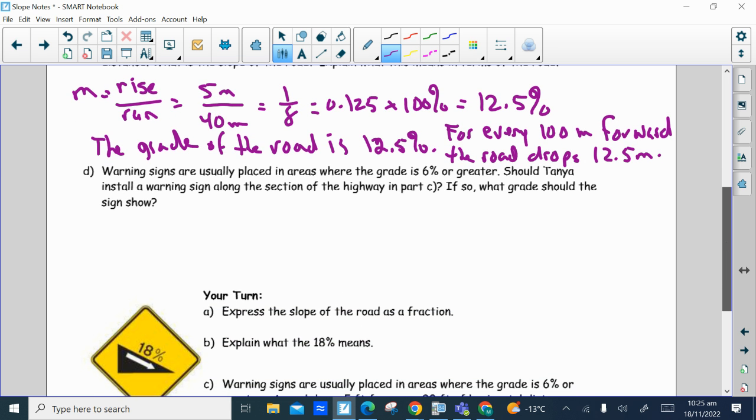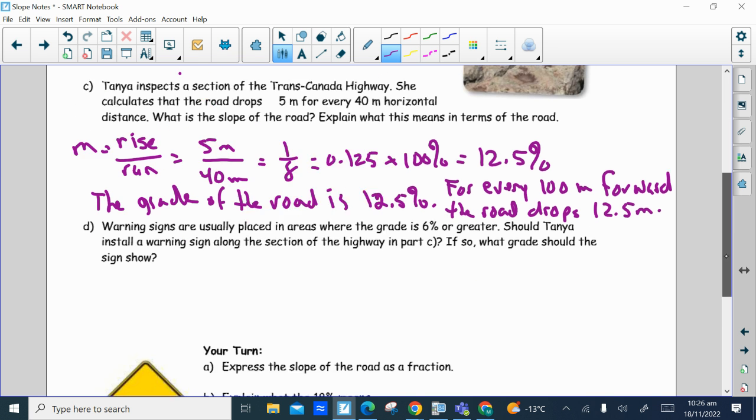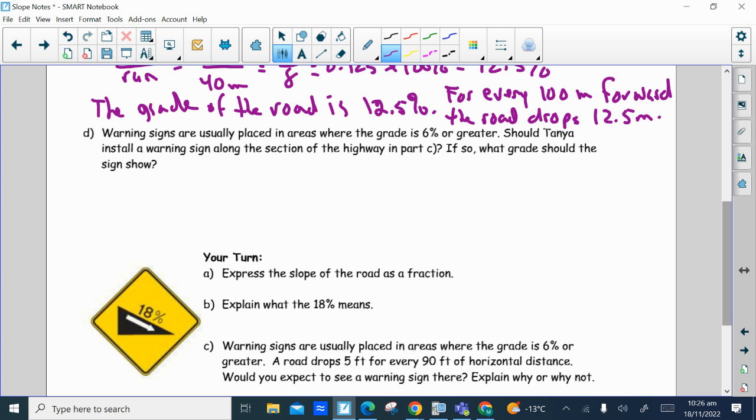Warning signs are usually placed in areas where the grade is 6% or greater. So should Tanya install a warning sign along the section of the highway from that last part? And the answer is yes, because we found the grade to be 12.5%. That's much higher than 6%. So we've already kind of answered the last part. If so, what grade should the sign show? Well, we've already figured out that the grade is 12.5%. And that is greater than 6%. So yes, she should put a warning sign there because the grade is 12.5%.